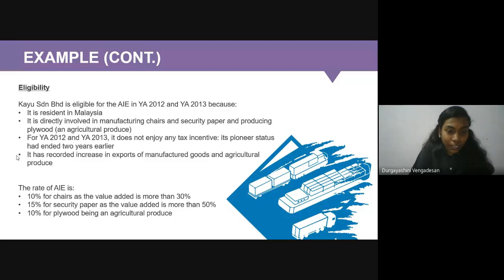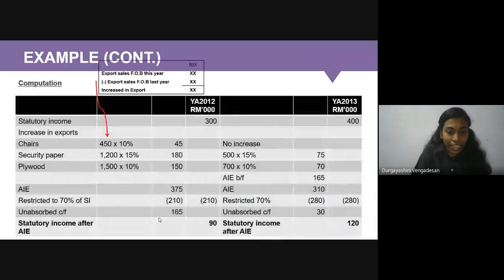Next, it has recorded an increase in export of manufactured goods and agriculture produce. So this is why Kayu Sendirian Berhad is eligible for allowance for increased export. Next, the rate of allowance for increased export, as I mentioned before, is 10% for chairs as the value added is more than 30%, 15% for security paper as the value added is more than 50%, and 10% for plywood for being an agriculture produce. So let's see the computation for this question.